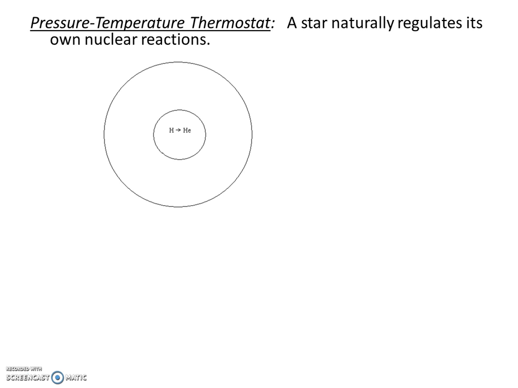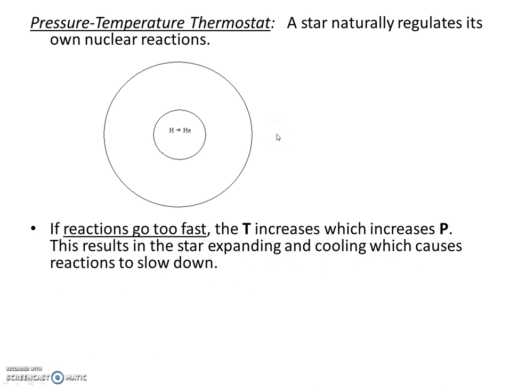Okay, when you have an expanding gas, the temperature goes down. If the temperature then of the core of the star goes down, the nuclear reactions will settle down and find their comfort level. So if the reactions go too fast, the temperature increases, which increases the pressure. This results in the star expanding and cooling off, which naturally slows down the reactions back to normal.